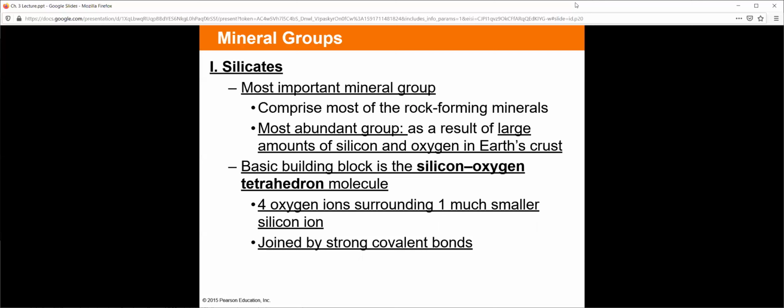Silicates are the most important mineral group. Most important is a weird phrasing, but silicates are very common. They comprise most of the rock-forming minerals on Earth and are the most abundant group. So those two bullet points kind of say the same thing, right? As a result of the large amount of silicon and oxygen in Earth's crust. The basic building block is the silicon-oxygen tetrahedron molecule, wherein 4 oxygen atoms surround one much smaller silicon atom and are combined via strong covalent bonds.